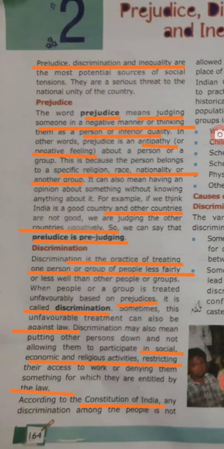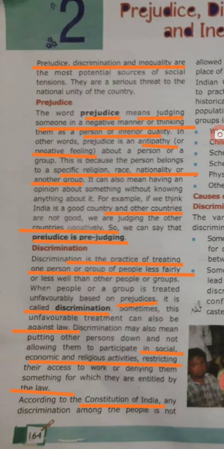This is how we judge things. So we are saying that we judge countries negatively. We can say that prejudice is prejudging. It means prejudice is a prejudging statement we give to a person or to a group.